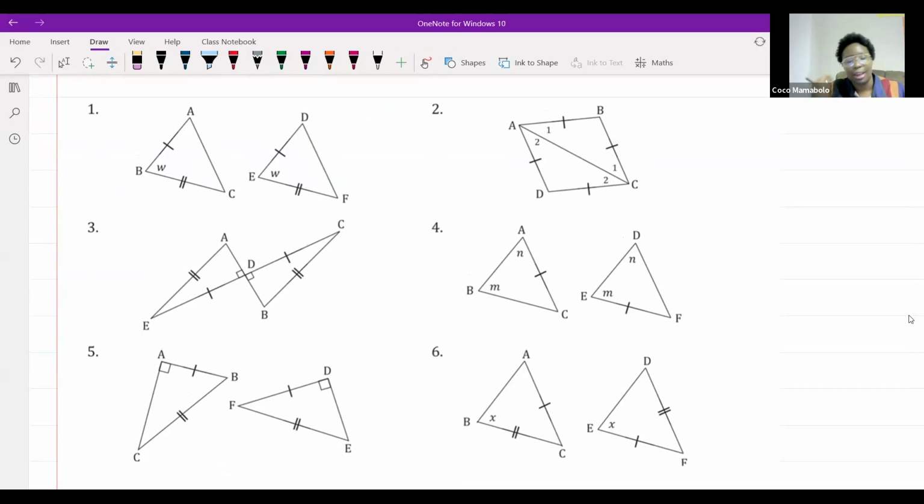So we need a side, angle, side, or a side, side, side, or an angle, angle, side. And if we say no, then we need to be able to know why we are saying no. Okay, let's start with number 1 together as a class. All right. Is triangle ABC congruent to triangle DEF?